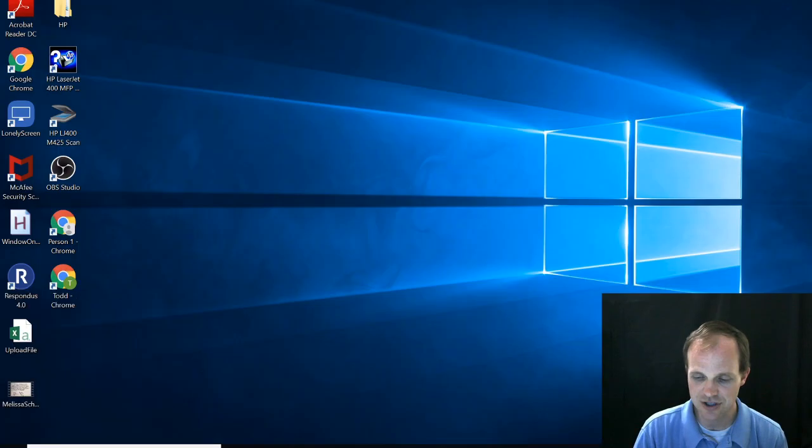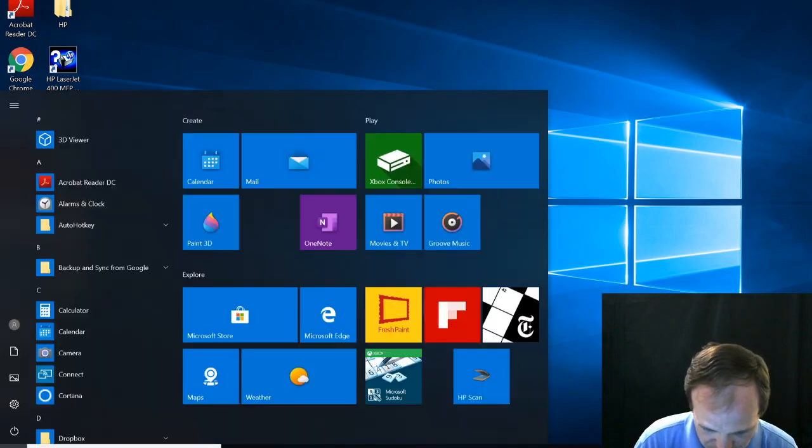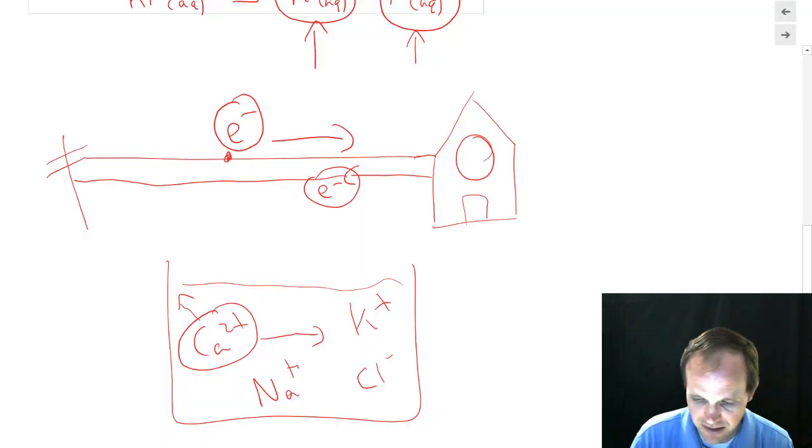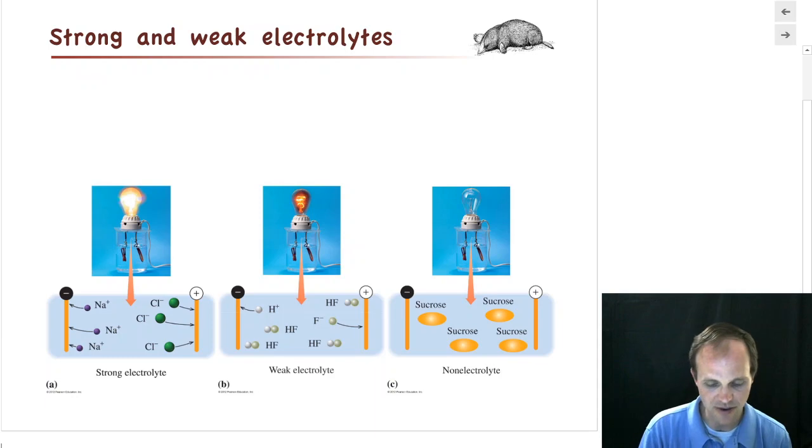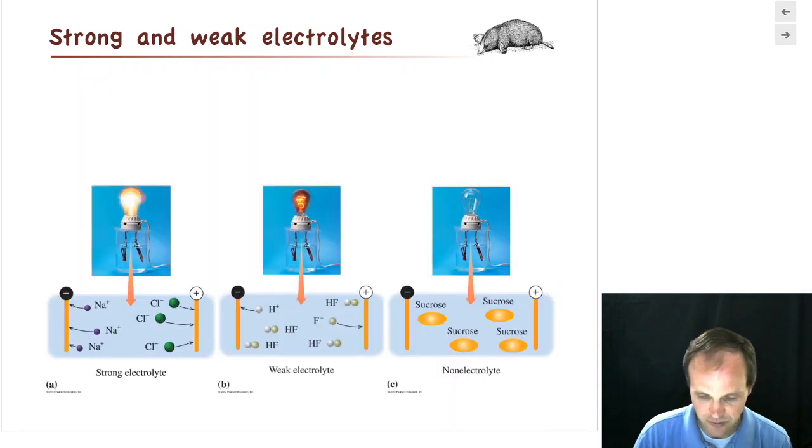And there's some terminology we use for talking about how things conduct electricity and whether or not they do. And we use this terminology called strong and weak electrolytes.